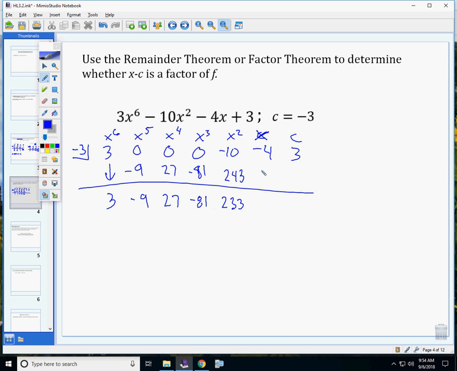So this would be 699. Add them together, that's 695. Oh wait, negative, sorry. That would then be negative 703. So this just keeps getting bigger and bigger. This is not a factor.